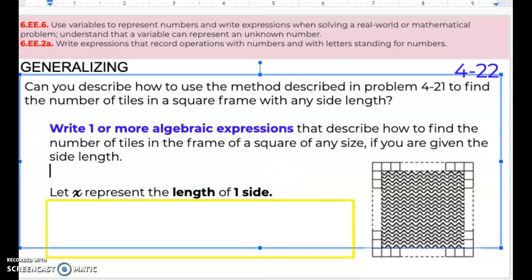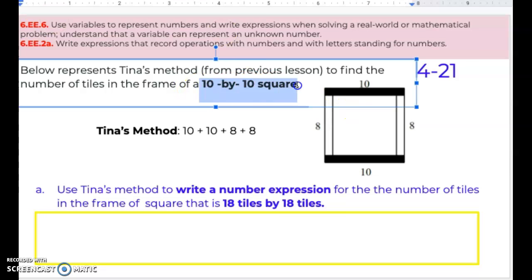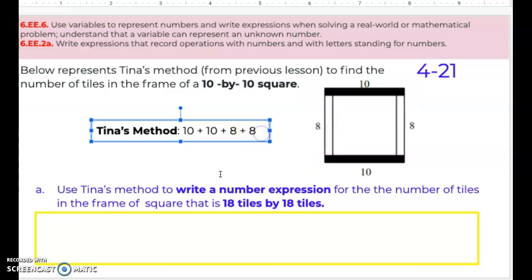So in the past, like in your problem 421, we were looking at a 10 by 10 square. So the length of one side was 10. And Tina's method, she was looking at adding the top and the bottom, counting the corners, and then subtracting the two corners for the two sides to get 8 and 8 in order to find her total number of tiles, which would be 10 plus 10 plus 8 plus 8, 36.